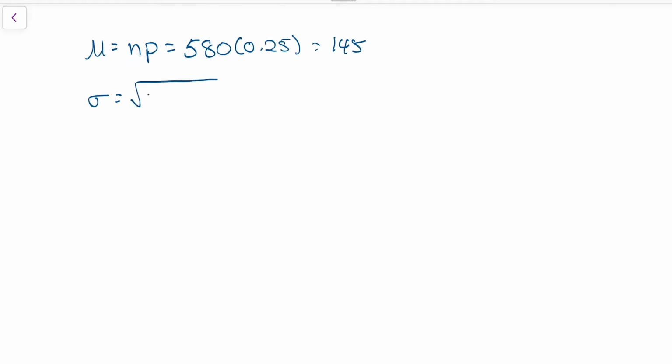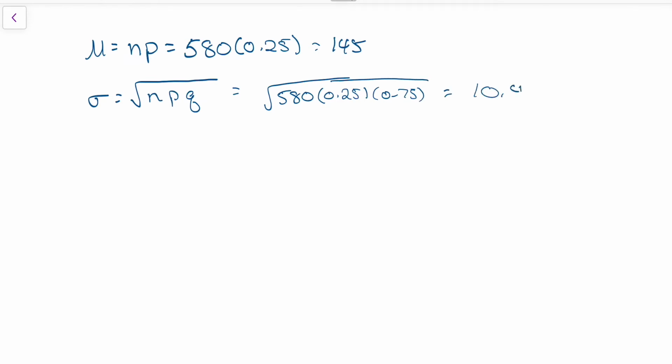Okay, so for us to do this, we're going to need to come up with our mu, which is np, which we computed already. That's 580 times 0.25, and we got 145. We're also going to need to compute our standard deviation, again, which is the square root of npq, which is the square root of 580 times 0.25 times 0.75, which again we computed as 10.43.